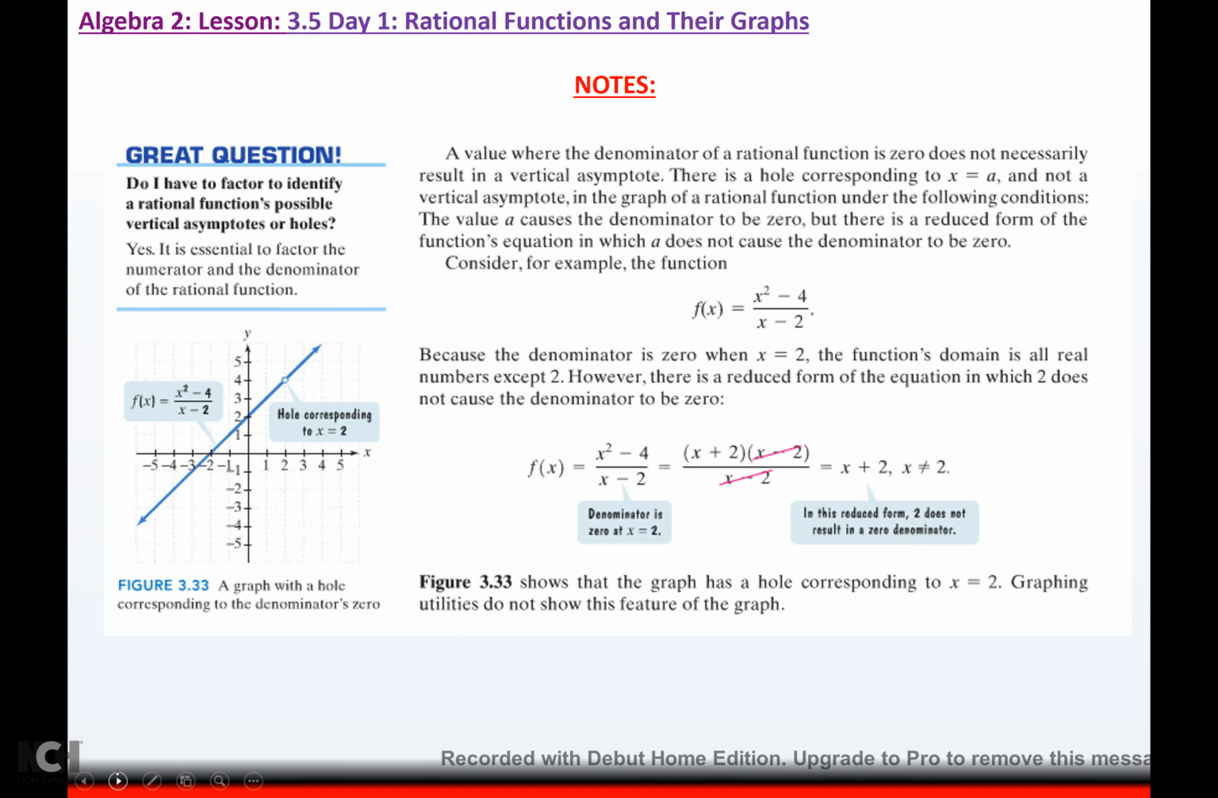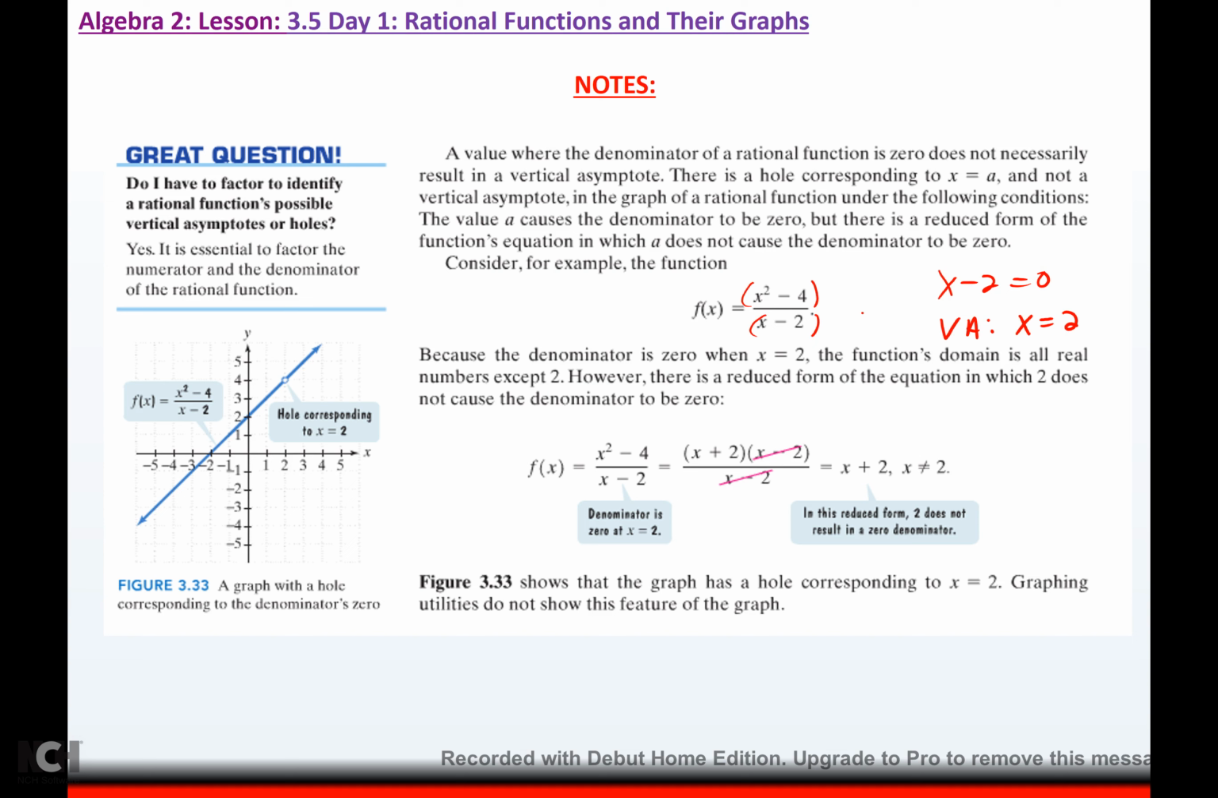Alright, so now we're going to talk about a value where the denominator of a rational function is 0 does not necessarily result in a vertical asymptote. So now they're going to get around to telling you about the hole that I already told you about. And so like I said, you would say x minus 2 equals 0, which would give me a vertical asymptote at x equals 2, unless it canceled with something on top.